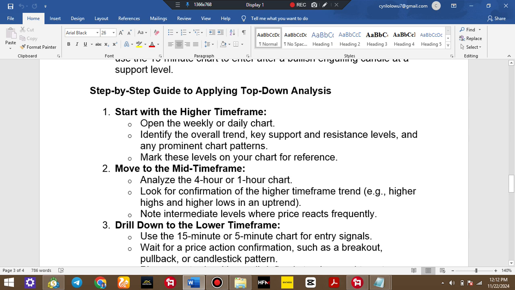Identify the overall trend, key support and resistance levels, and any prominent chart patterns. Mark these levels on your chart for reference.